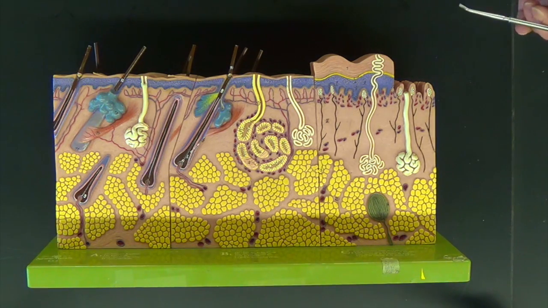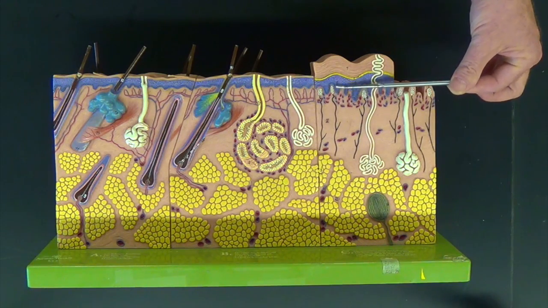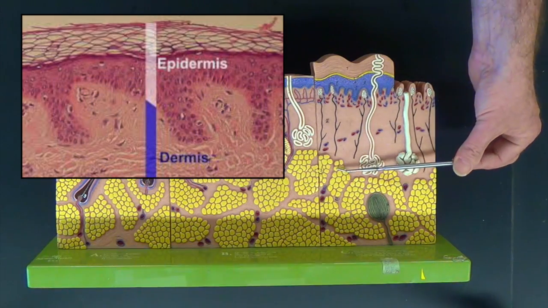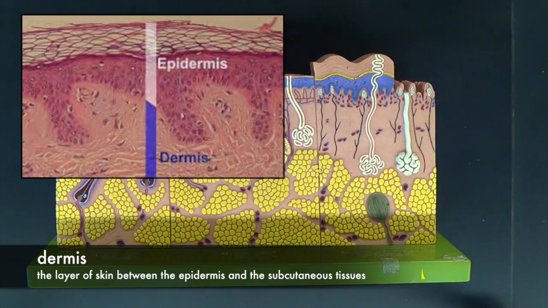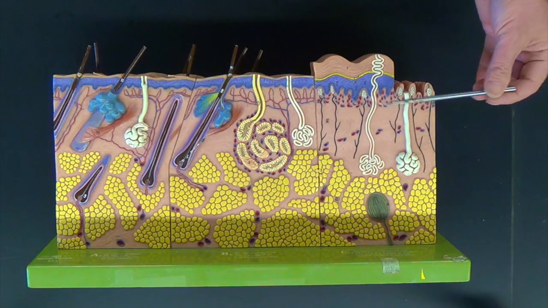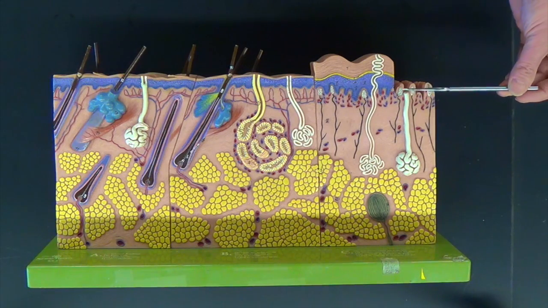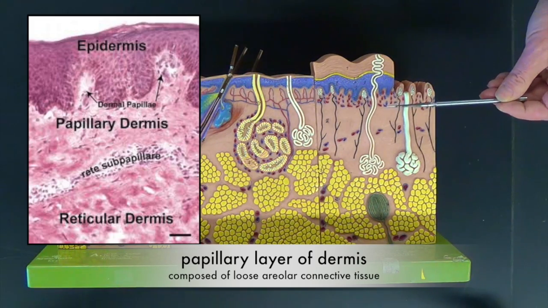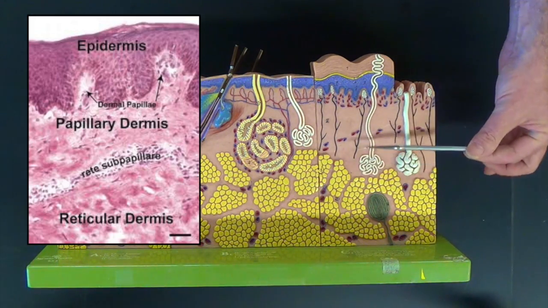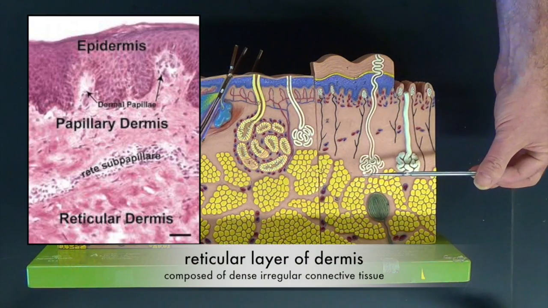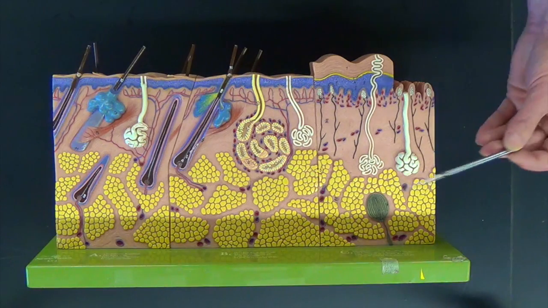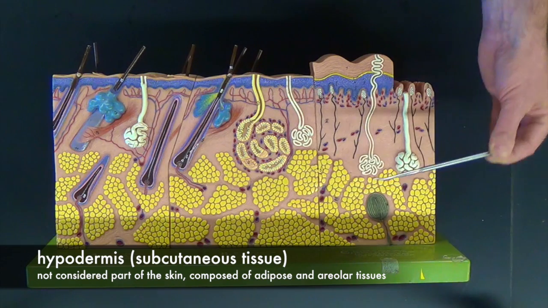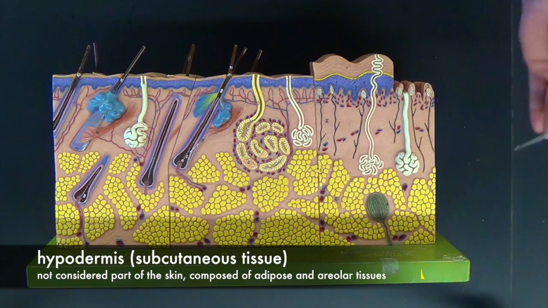Skin is divided into two distinct layers. The most superficial layer is the epidermis, and the deep layer is the dermis. The dermis is divided into two regions. We have the papillary layer, and papillary means nipple, and we can see the nipples here. Then deep to the papillary layer, we have the reticular layer, which is mainly made up of dense irregular connective tissue. Below the dermis, we have the hypodermis, which is not considered part of the skin, but is composed of adipose and areolar tissue.